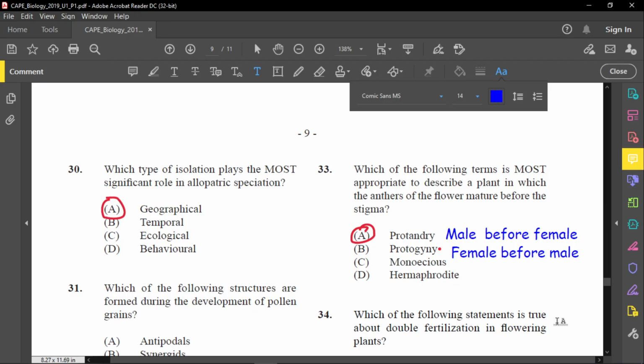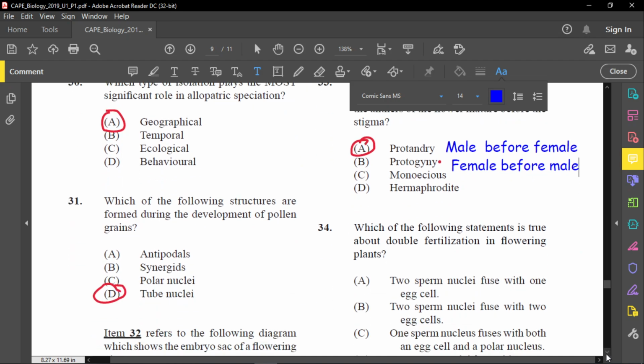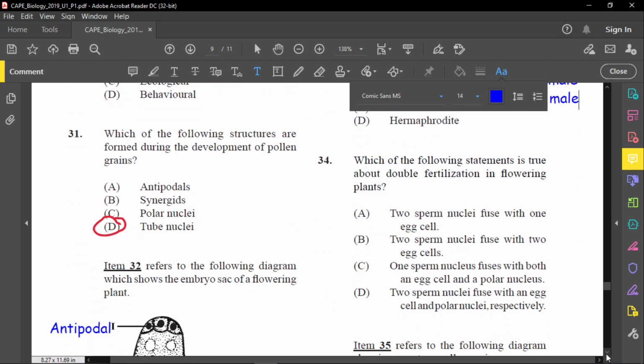And then now, for parts C and D, they're the same word. All right? Monoecious and hermaphrodite mean the same thing, which means both male and female parts. And as a matter of fact, if you have both of them there, they could not be the answer anyhow, right? A flower containing both male and female parts, and of course, development would be similar.